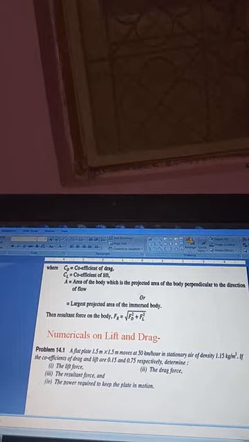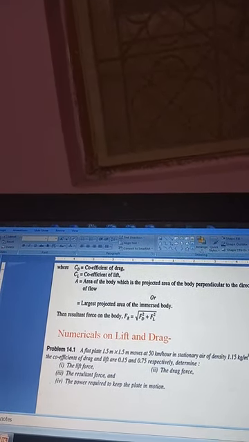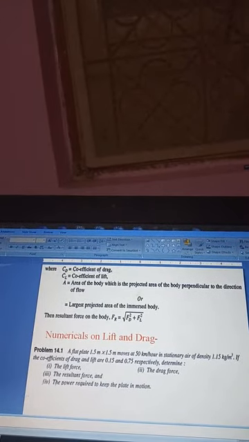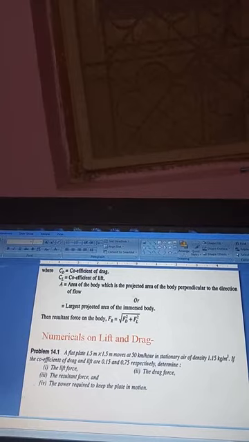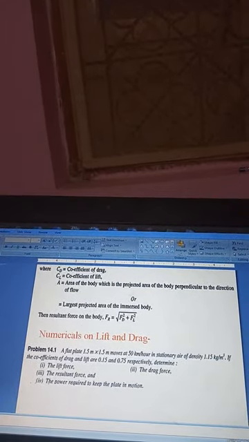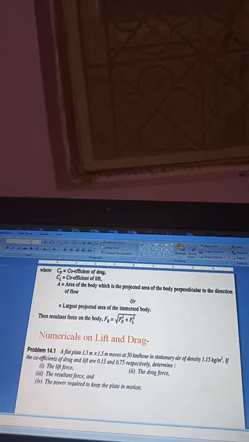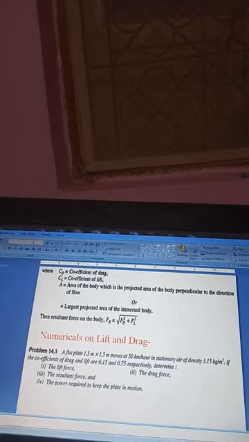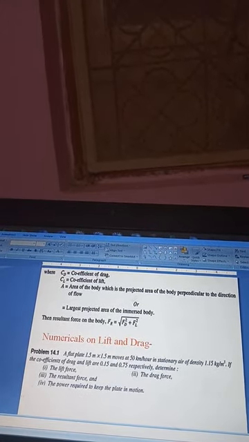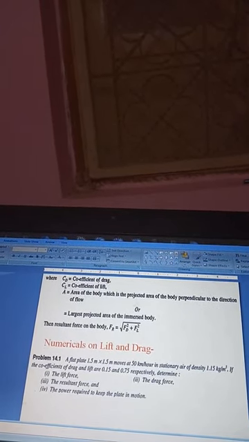A flat plate 1.5 meter by 1.5 meter in area moves at 50 km per hour in stationary air of density 1.15 kg per meter cube. If the coefficients of drag and lift are 0.15 and 0.75 respectively, determine the lift force, drag force, resultant force and power required to keep the plate in motion. So it's a straightforward problem.